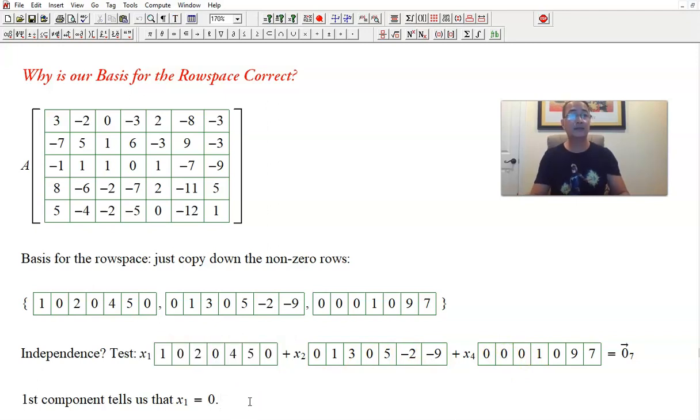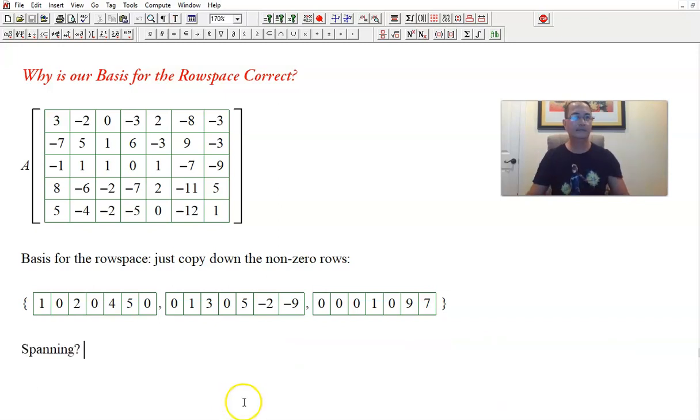So next, after updating the test equation, x2 has to be 0. Okay, and of course, finally, x4 has to be 0.